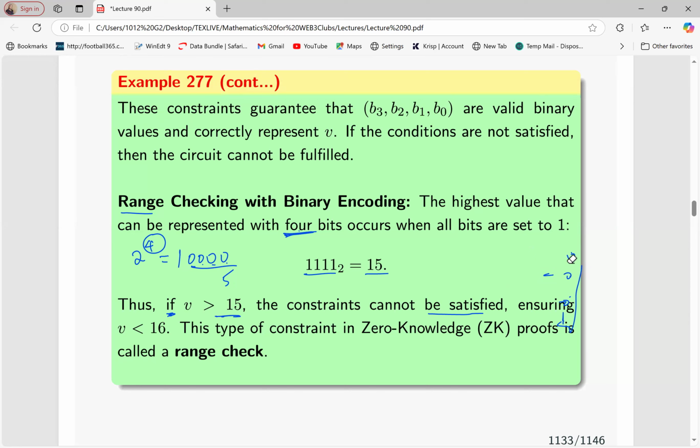So that means the first constraint would not be satisfied. This guy claimed to know what X was. And if he's giving us an X that is beyond 4 bits, then it's telling us that, of course, he doesn't know what X is. Once he gives us any value within the 4 bits, he's telling us he knows what X is.